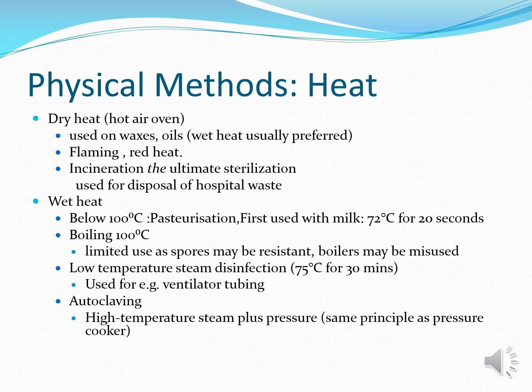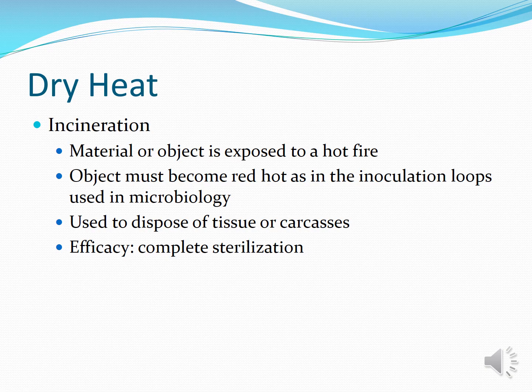Next is the autoclave, where high temperature steam plus pressure is applied. The autoclave has the same principle as that of a pressure cooker. Dry heat: incineration. Here the materials or objects are exposed to hot fire. The objects must become red hot, as the inoculation loop is used in microbiology. It is also used to dispose of tissue or carcasses. Carcasses are the dead remains of animals. The efficacy of dry heat, that is the incineration method, is complete sterilization.